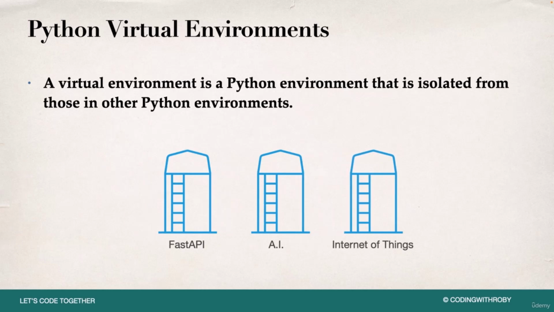Also imagine if we have an Internet of Things project. Well, Internet of Things is a whole different thing from FastAPI and artificial intelligence, where this might need its own set of dependencies too. Well, a virtual environment allows each one of these projects to be siloed and completely independent from the other projects, so our dependencies don't have to mesh between them.